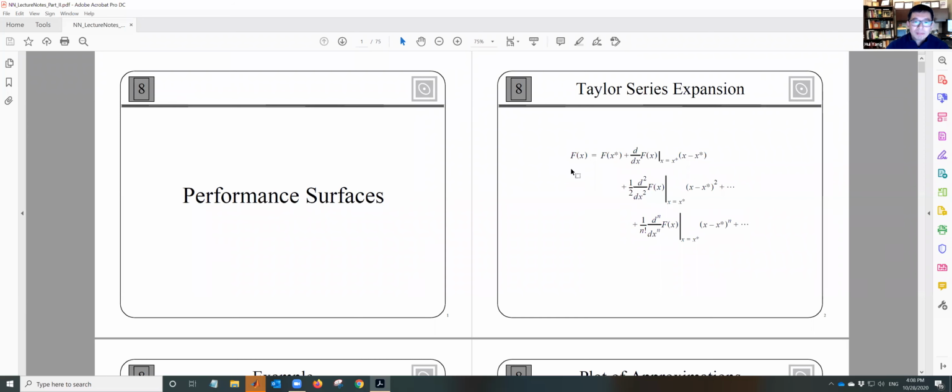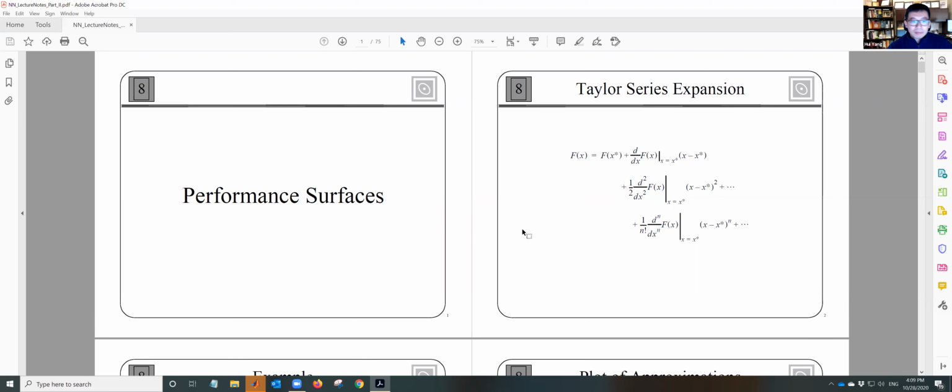If we have a function that only changes with respect to x, only one variable, then at a particular location, for example at x star, we can use Taylor series expansion to approximate the function. We can use the first order approximation, the second order approximation, or the nth order approximation. This is called Taylor series expansion. Most of the time, we do the first order and second order approximation.